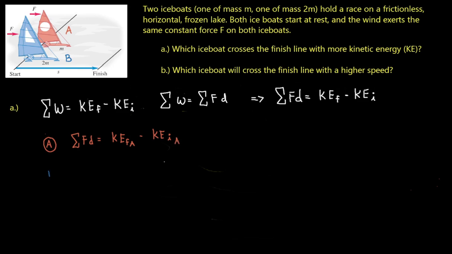And for ice boat B, we have its net force times its displacement is equal to its final kinetic energy minus its initial kinetic energy. Now you may be wondering why I did not denote the force and displacement for each corresponding ice boat. The reason I did not do so is because the problem tells us that each ice boat receives the same constant force and experiences the same displacement.